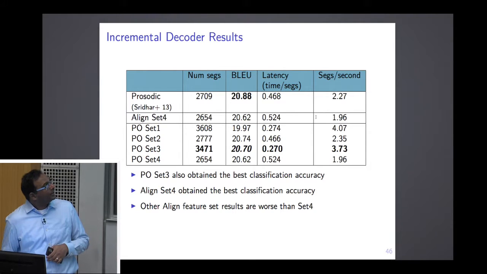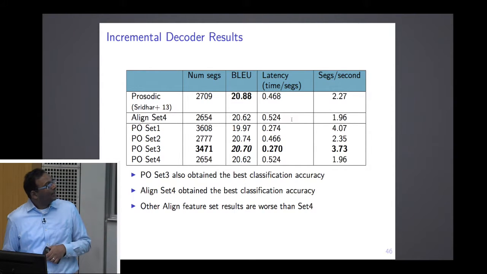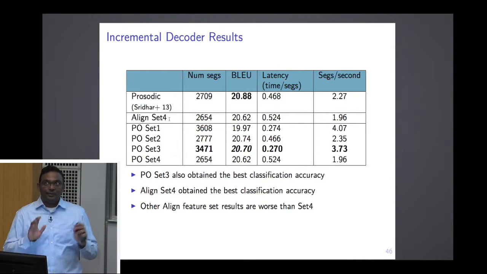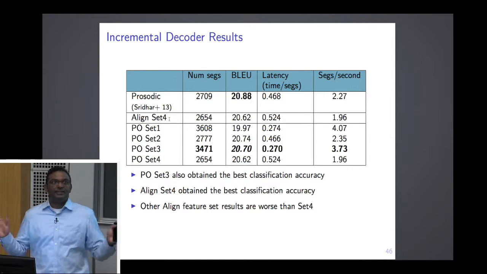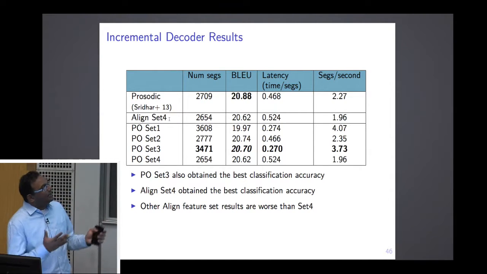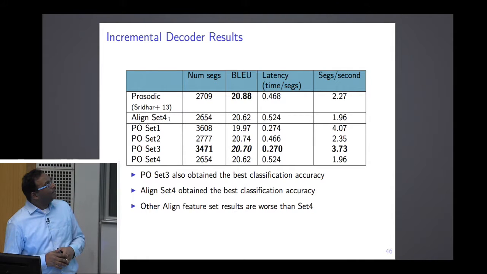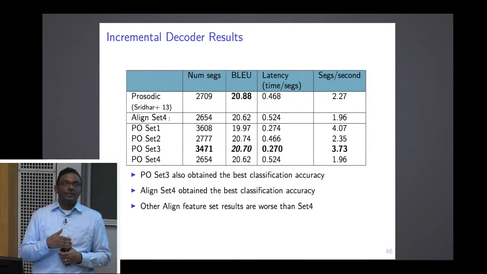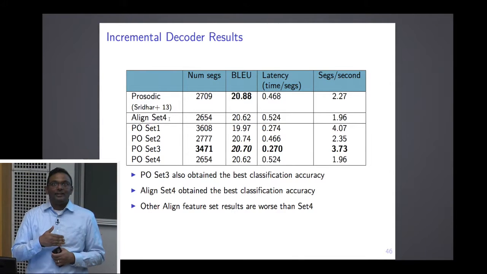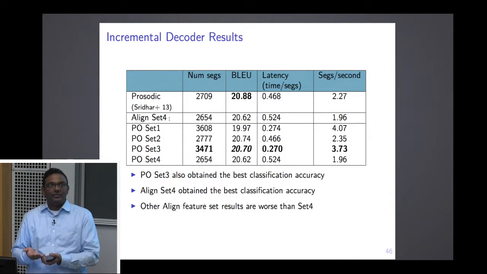And the alignment heuristic, which was the other classifier we built, is actually worse in both segments per second and BLEU score. I didn't show you all the other alignment results. Just take my word for it. They were worse than align set 4. Otherwise, the slide was too busy. So this basically is our eventual validation of the Pareto optimal approach. It can actually be used to build a classifier, which then can be incorporated into a decoder, and then it can produce timely translations.